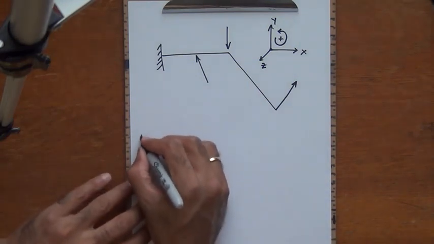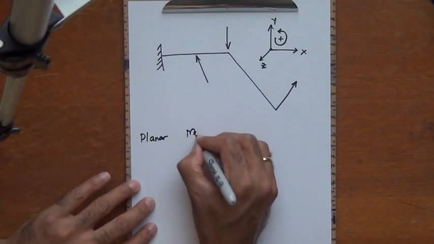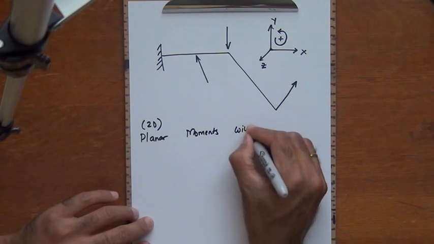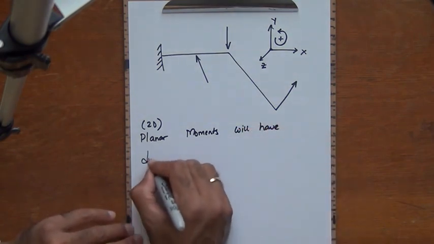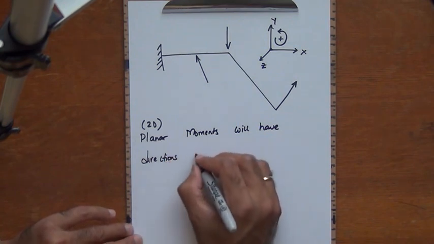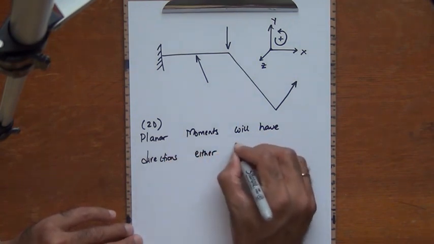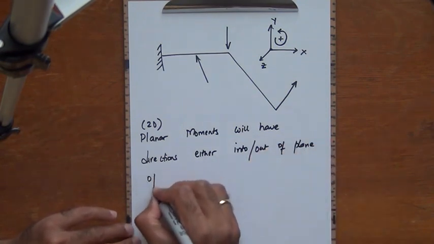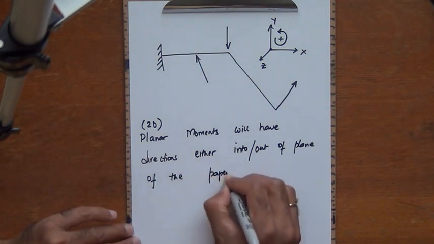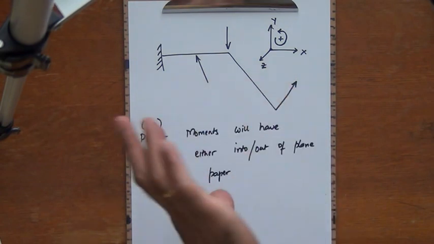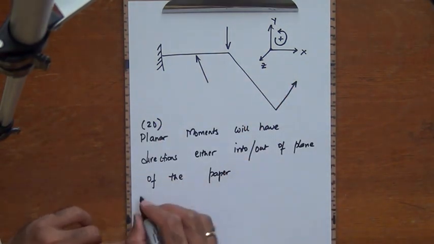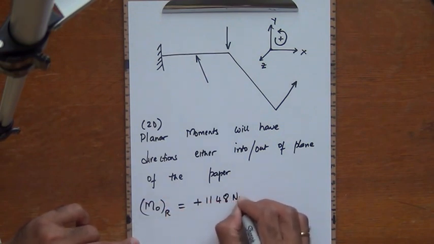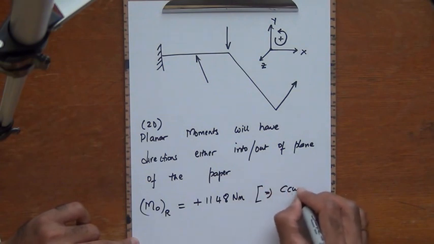Alright, so planar rotations, planar moments, which means moments in 2D, will have directions either into or out of the plane of the paper. Either the rotations will be out of the plane or into the plane. And for our problem, we had M_O resultant was plus 1148 Newton meters, which means that this was a counterclockwise result.